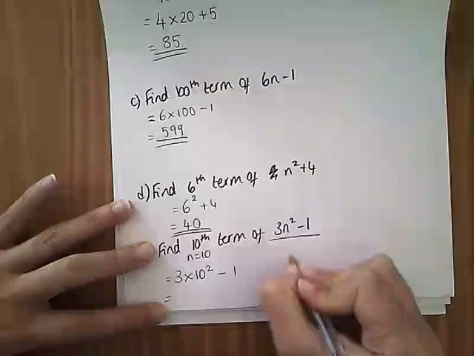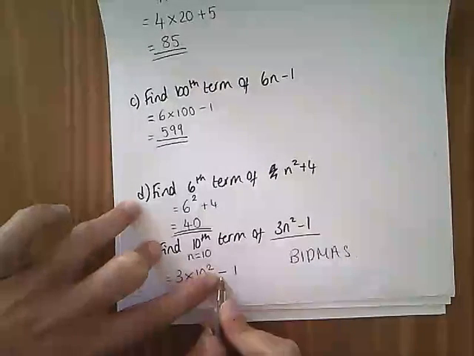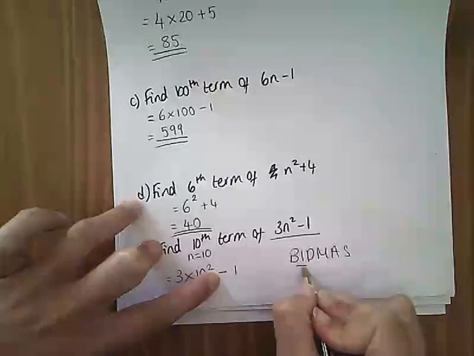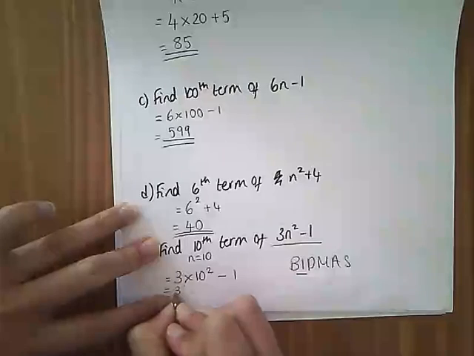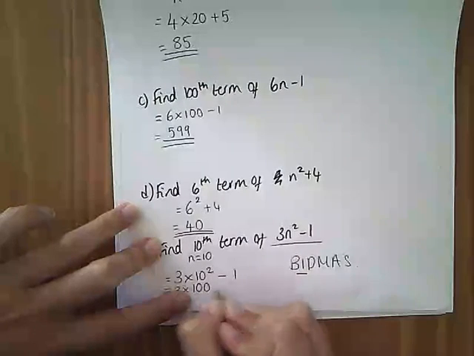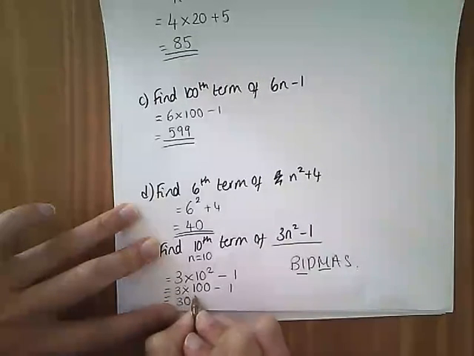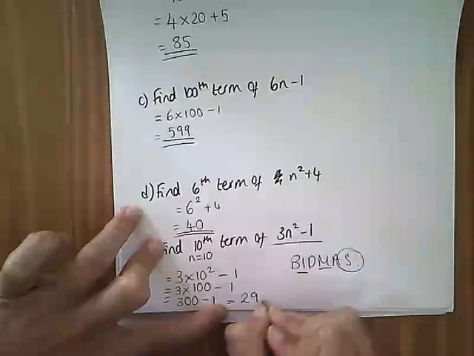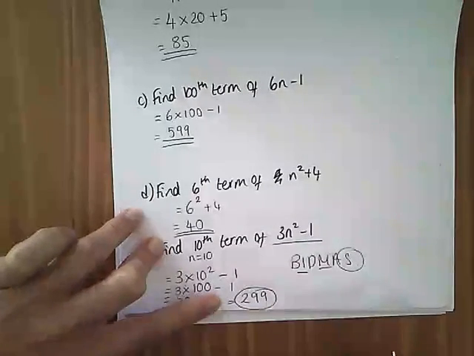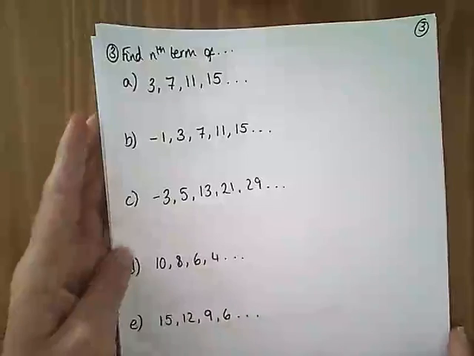Now please remember to follow BIDMAS. Here we've got a multiplication, we've got an indice, and we've got a subtraction. Indice comes first in BIDMAS, so we've got to do 10 squared first. So 3 times 10 squared is 3 times 100, take away 1. Then we do the multiplication, 3 times 100 is 300, take away 1. Then we do the subtraction. 300 take away 1, 299.